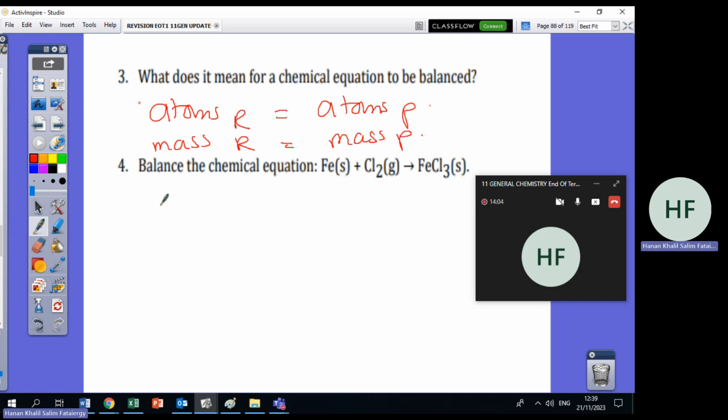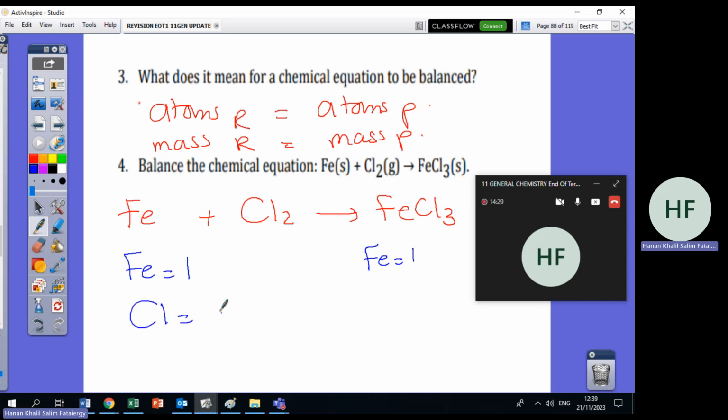Now, how do we balance this equation? We have Fe plus Cl2, this will give me FeCl3. Okay, so what does balancing mean? Balancing means making the atoms in the reactants equal to the atoms in the products. Now I have Fe here. How many Fe's do I have? 1. Fe here has no number, which means 1. Now Cl here is 2, and Cl here is 3. The Fe is okay, but the Cl here is 2, here is 3.